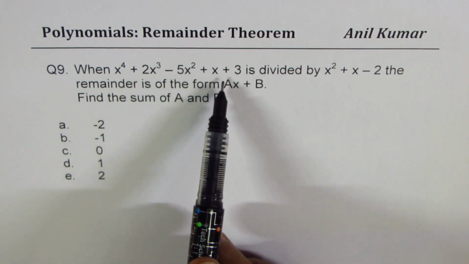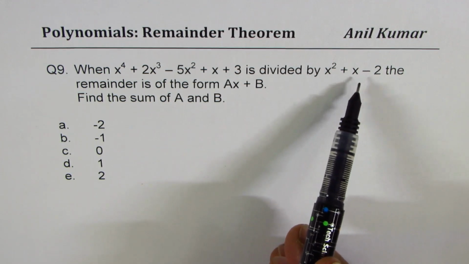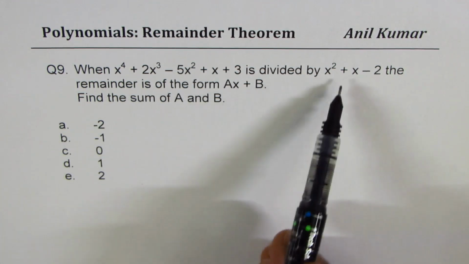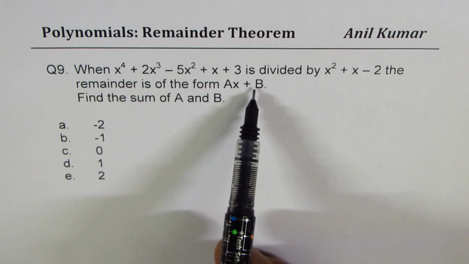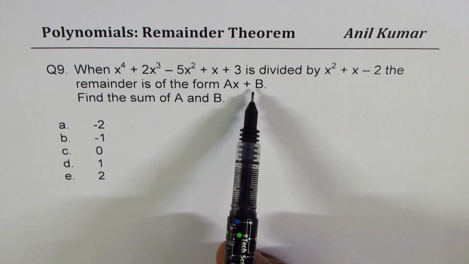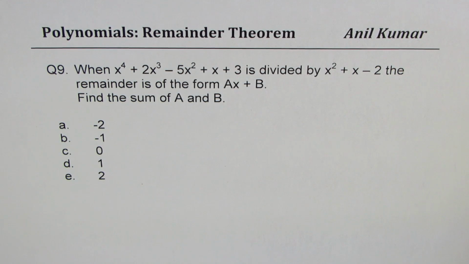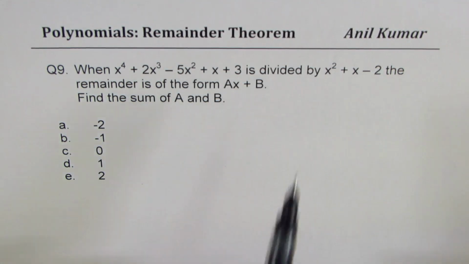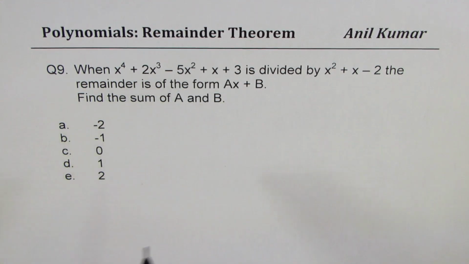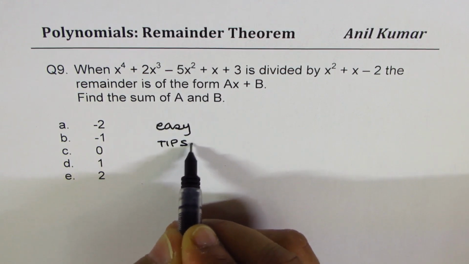Now the last question here is, when x to the power of 4 plus 2x cubed minus 5x squared plus x plus 3 is divided by the quadratic function x squared plus x minus 2, the remainder is of the form ax plus b, right? Since the degree is 2, the remainder has to be 1 lower. So it could be linear or constant also. Find the sum of a and b. How are you going to do this? Well, one way is you can actually divide and find the answer. The easy way is the tip.